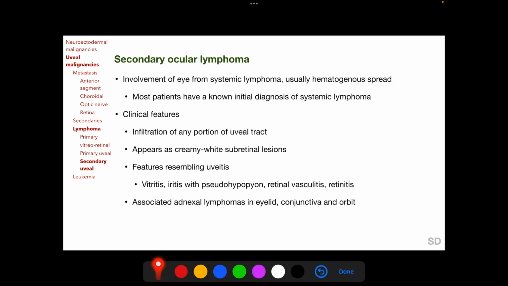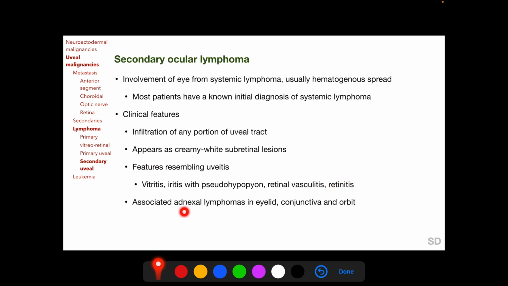we have mentioned. Secondary ocular lymphoma is the involvement of the eye from systemic lymphoma, usually by hematogenous spread, and most patients with secondary ocular lymphoma have a known initial diagnosis of systemic lymphoma. Clinical features include infiltration of any portion of the uveal tract which appear as creamy white subretinal lesions, and there can also be associated features resembling uveitis such as vitritis, iritis with pseudohypopyon, retinal vasculitis and retinitis. Typically, patients with primary uveal lymphoma do not have these features.